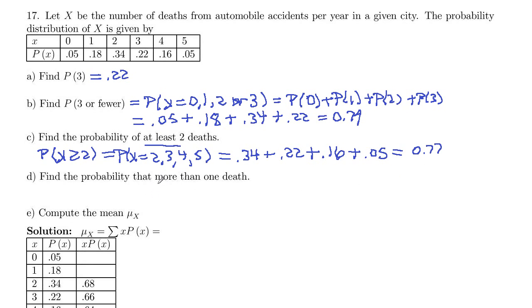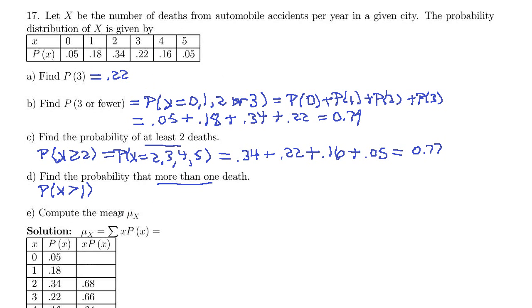Find the probability of more than 1 death. So that's asking what's the probability that our random variable x is greater than 1. So more than is greater than. And so more than 1 would be 2, 3, 4, 5. Oh, well, that's the same thing as greater than or equal to 2. So it should be 0.77.